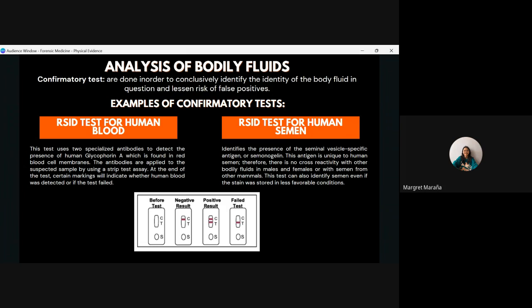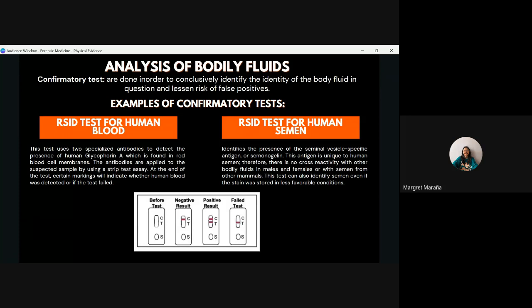Ang itsura nitong RSID test is itong nasa picture na mukhang pregnancy test. And yes, ganito talaga siya. Ngayon yung mga RSID, pare-pare sila kung paano siya gamitin. So, paano ba gamitin ng isang RSID? So yung S sa baba, dito sa picture, ang meaning ng S na yun is sample. And by sample means dun mo ilalagay yung sample bodily fluid mo.